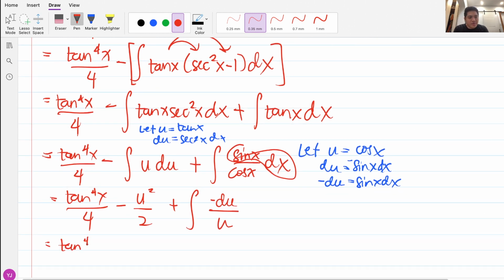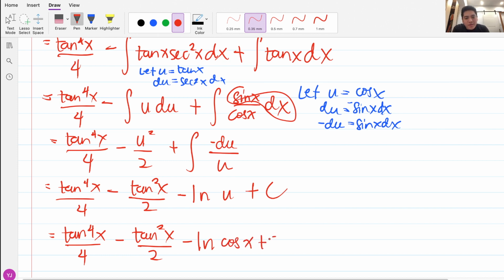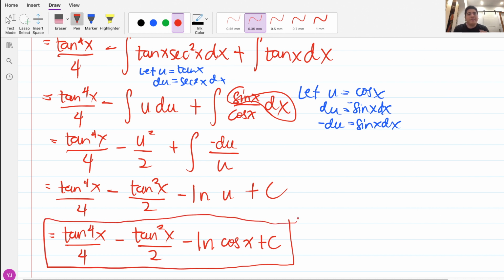I have tangent raised to 4 of x over 4 minus u squared, that's tangent squared of x all over 2, and then minus ln of u, because du all over u is ln. So going back to its original variable x, we have tangent raised to 4 of x over 4 minus tangent squared of x all over 2 minus ln of cosine of x plus c. And this will be our final answer for this problem.